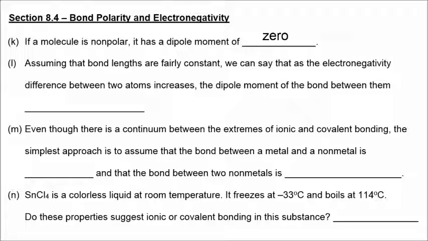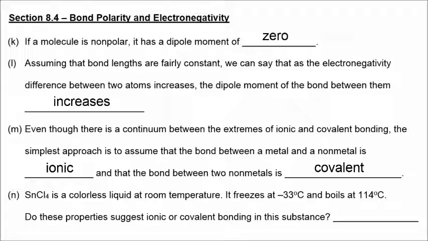Assuming that bond lengths are fairly constant, we can say that as the electronegativity difference between two atoms increases and the bond becomes more polar, the dipole moment of that bond increases. Even though there is a continuum between the extremes of ionic, where you have a complete transfer of electrons, and covalent, where you have a complete sharing of electrons, there's all kinds of in-between. So it's a simple approach to assume that metals and nonmetals form ionic bonds and that two nonmetals form covalent bonds. And again, the covalent bond might be nonpolar or polar.